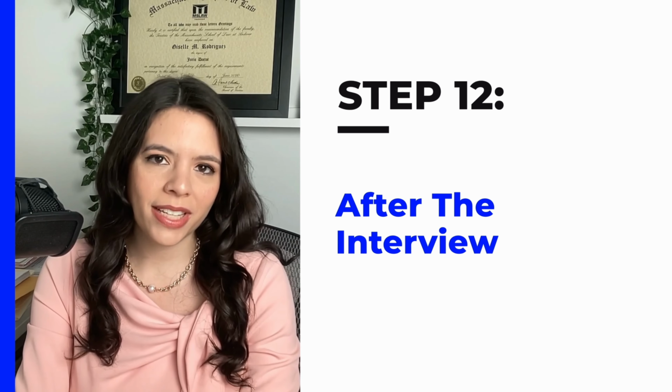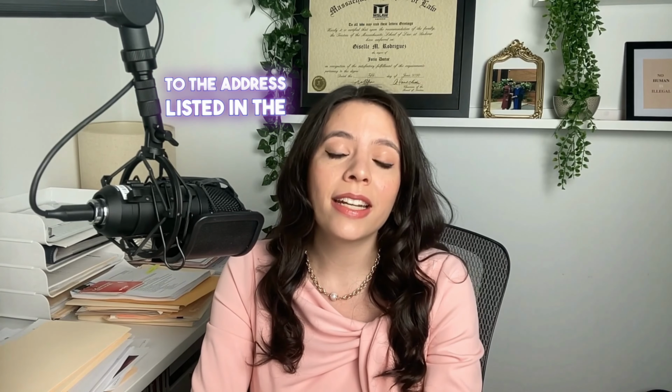Step 12, after the interview. If your immigrant visa is approved, you will receive an I-551 stamp in your passport that is generally valid for 6 months. This allows you 6 months to move to the US and enter as a green card holder for the first time. Before you travel, you must pay the USCIS immigrant fee for you and any travelers that will accompany you to the US as green card holders. Instructions on how to pay this fee will be provided to you.